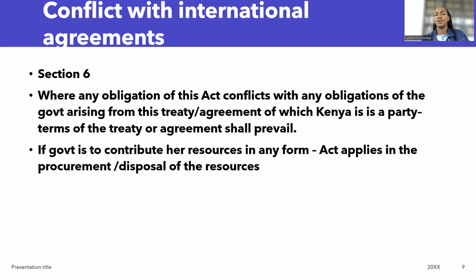In such a scenario, we're even told that the borrower is a slave to the lender. In this case, where the government borrows, it abides with the terms and conditions of the agreement or of the treaty. You cannot start imposing Public Procurement and Asset Disposal Act requirements on a project that is funded by World Bank. But if the government is to contribute some resources towards achievement of that obligation, if one of the roles that the Kenyan government must do is to provide some resources, some materials, then when they are acquiring those materials or buying those materials, then they must use this act. I hope that is clear.